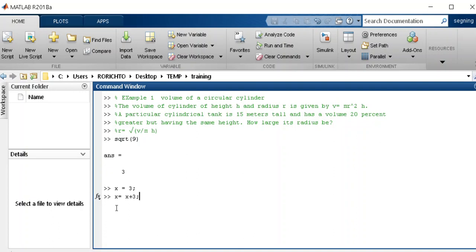And then, in order to allow you to understand how to use this in a real issue, let's choose this example and explain how to use this function in the MATLAB software. This example is the one we call the volume of a circular cylinder.